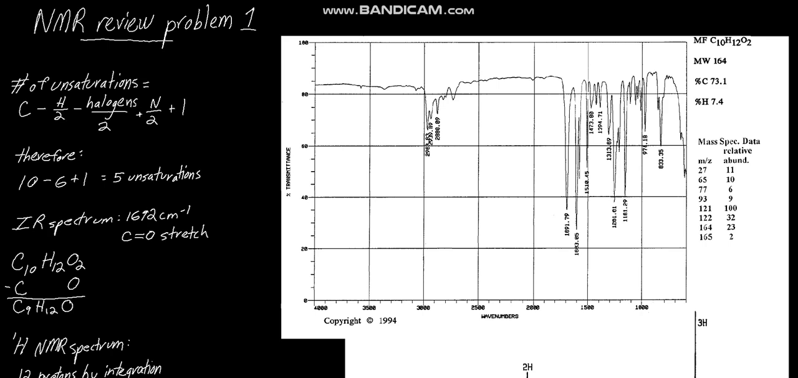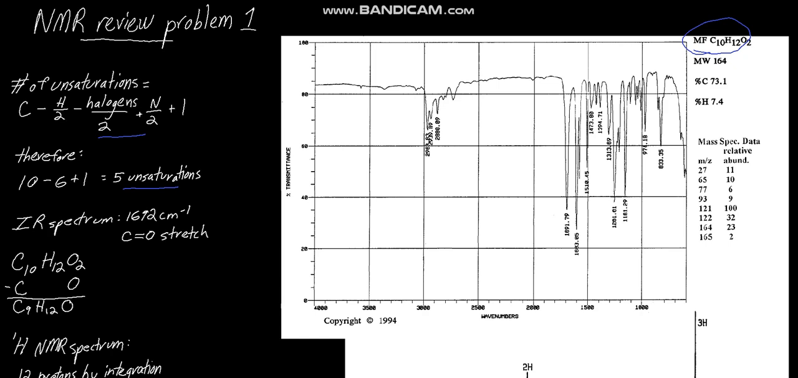This has an IR spectrum provided and a molecular formula, so I've done some of that preliminary work here, taking this molecular formula provided and determining that it has 5 unsaturations as a result, using the formula for unsaturations. That tells us that there's 5 double bonds or rings or some combination like that.